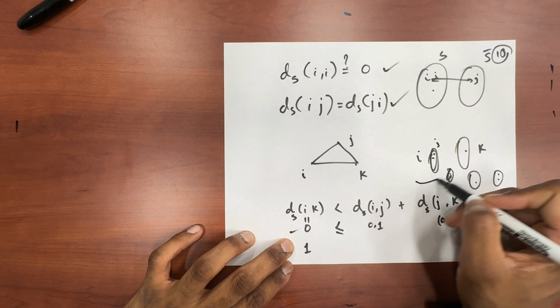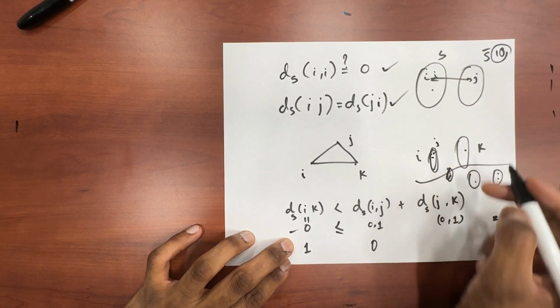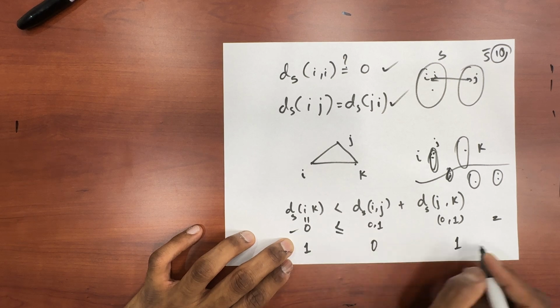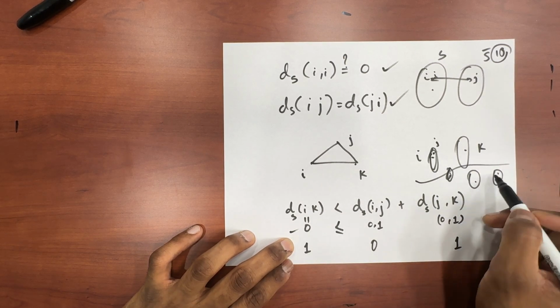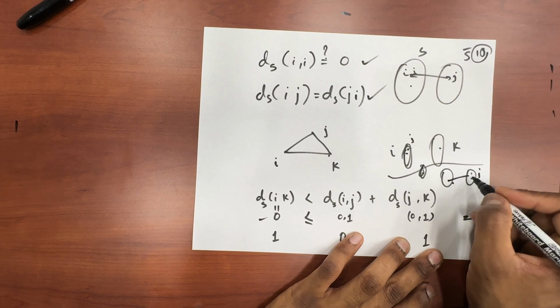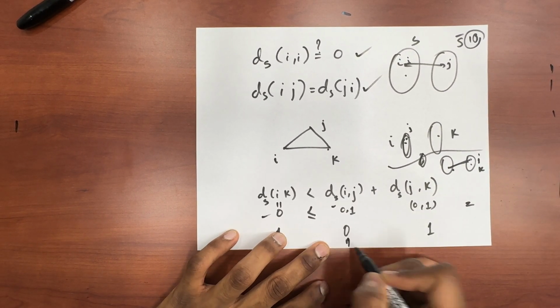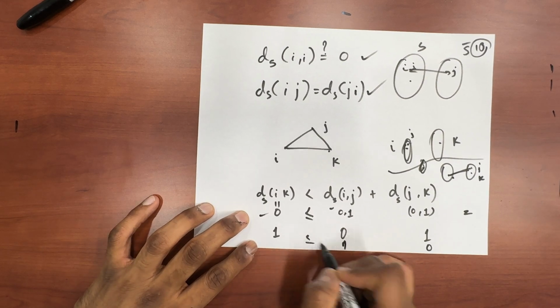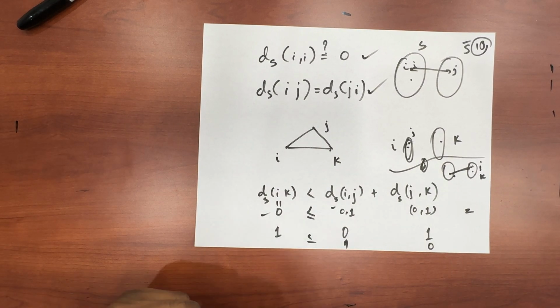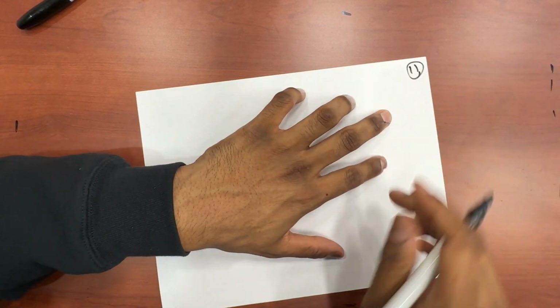So in this case, case 1, d of ij is 0, but d of jk is 1. So 1 is satisfied. If j is on this side, in this case, d of ij is 1, but d of jk is 0. So again, 1 is less than or equal to 1. So the triangle inequality is also satisfied. So this is a metric. This is a genuine metric, the cut metric. It's a legitimate metric.